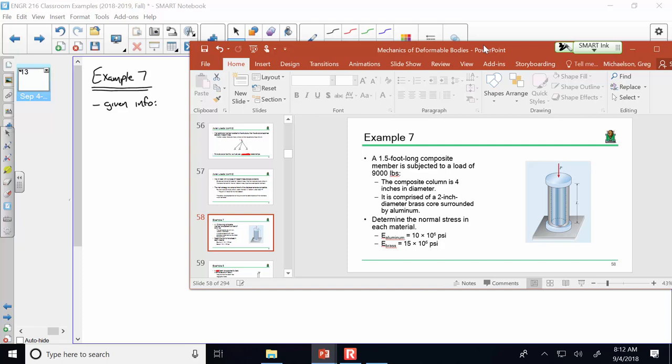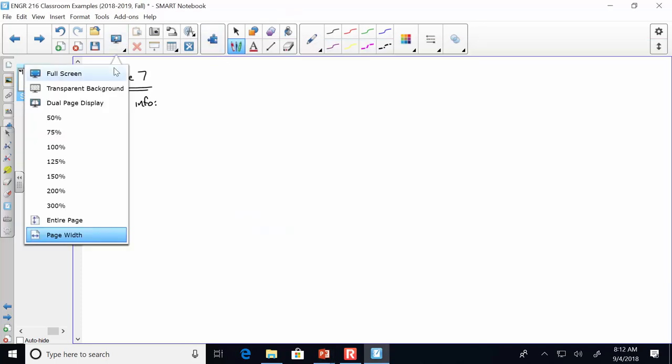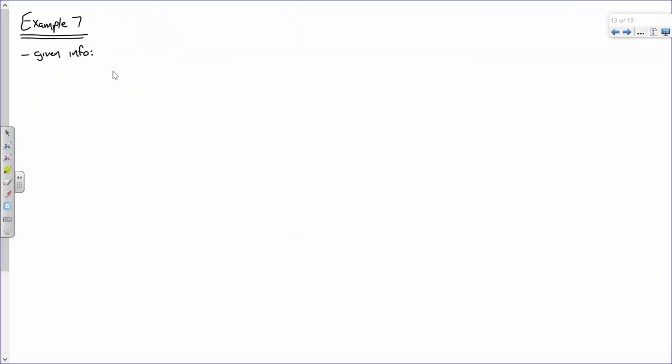1.5 feet long, okay? Now, the length is 1.5 feet, but if you look at all the other information, everything else is in inches, right? So I'm going to go ahead and convert that right now. So I'm going to say L is 1.5 feet or 18 inches. And get that out of the way.